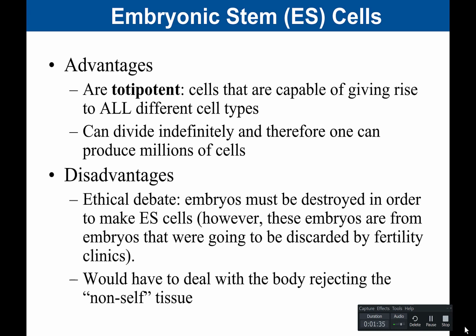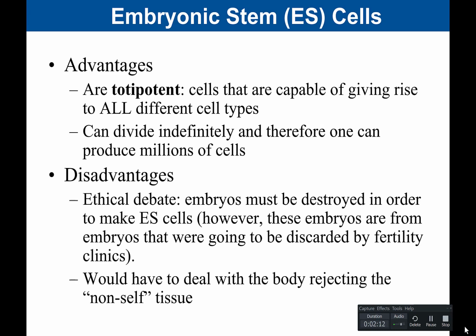So, human embryonic stem cells. So, advantages. Advantages are that embryonic stem cells are totipotent. They're capable of giving rise to all different cell types in the adult body. Now, again, they're not able to give rise to extra embryonic tissues, but they can give rise to all adult cell types. Another advantage is that these cells can divide indefinitely, and therefore one can produce millions of cells from a small population. The disadvantage would be the ethical debate.